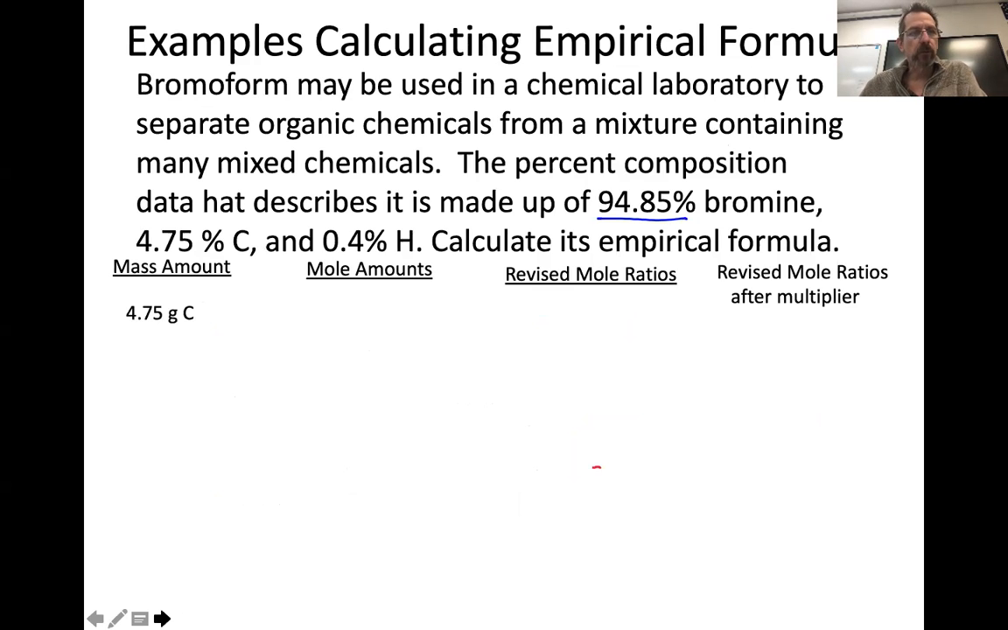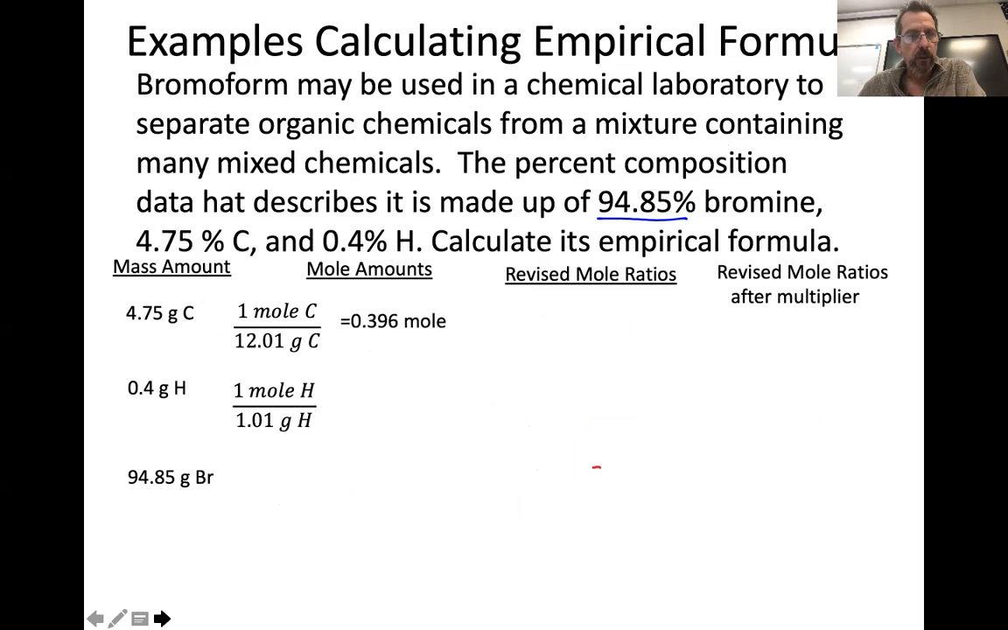Okay, percent to mass. We're going to do it real quickly now. Change the percentages to gram amounts, right? Look on the periodic table for the molar mass. Divide the quantity 4.75 by 12.01. You'll get 0.396. Do the same thing for hydrogen, 0.4 divided by 1.0. Oh, look at that. You get 0.396 again. Do the same thing for bromine. Bromine's much heavier than either carbon or hydrogen.